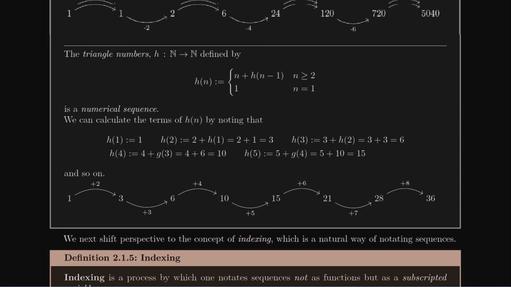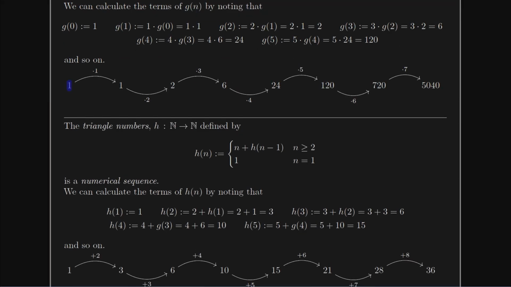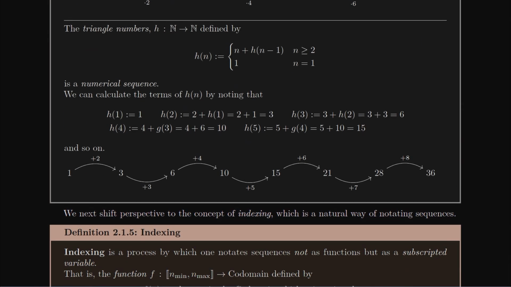And so this is very similar, actually, to the factorials, even in the flowchart, because I just take the previous term and I do something to it. It's just that in the factorials, I was multiplying by that specific term number. In the triangle numbers, I'm actually adding the specific term number. So, plus 2, plus 3, plus 4, plus 5, and so on.